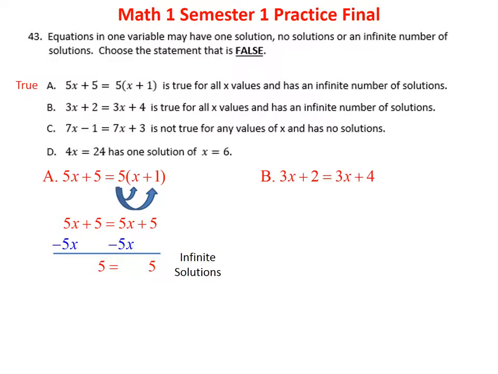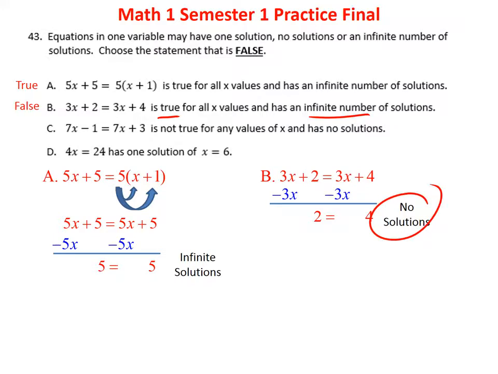B, I have 3x plus 2 is 3x plus 4. Let's solve this. Subtract 3x and I get 2 equals 4. When does 2 equal 4? Never. This is no solution. As I'm looking up here, it says that this equation is true, has an infinite number of solutions, but we just decided it had no solution. That is our false statement. And that actually is the answer.